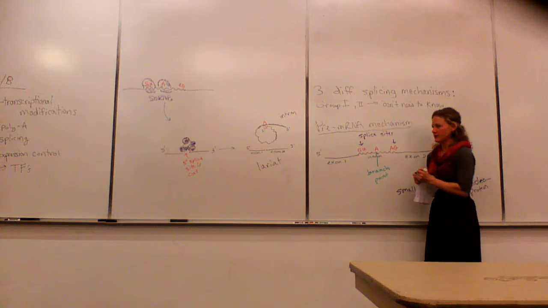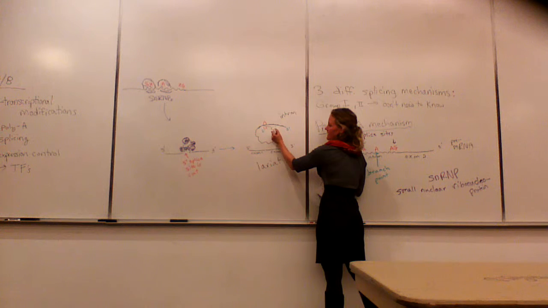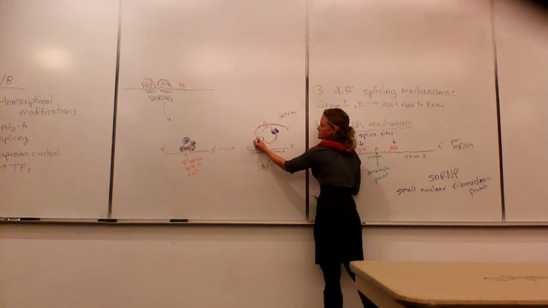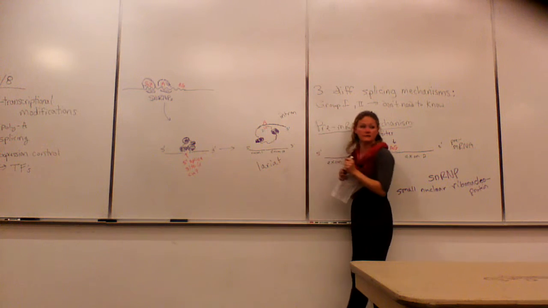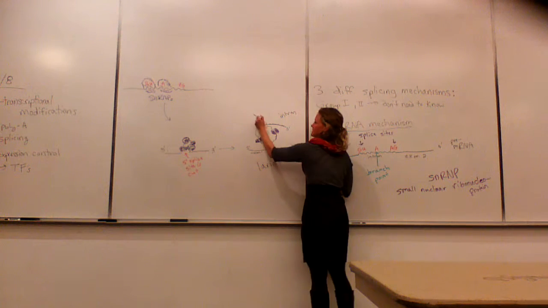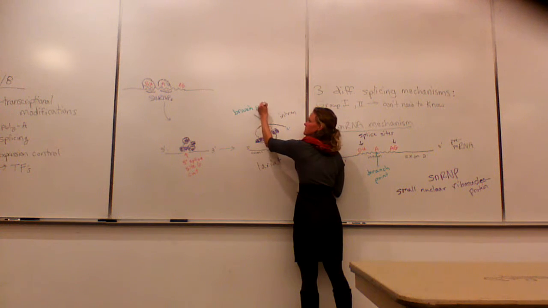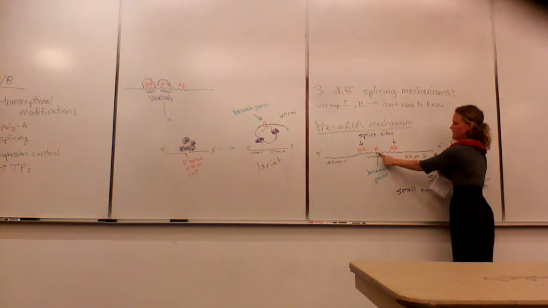And then you have this lariat lasso thing that also has all those snurps still attached. That's the A of the branch point, right? Yes. This A, that's our branch point A, the one we started with back here.